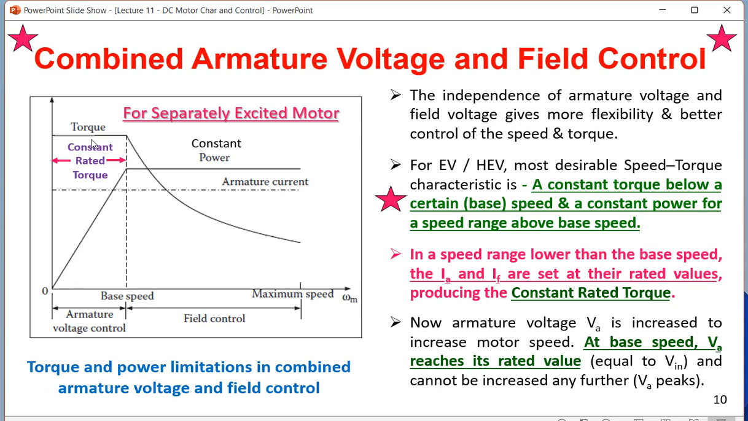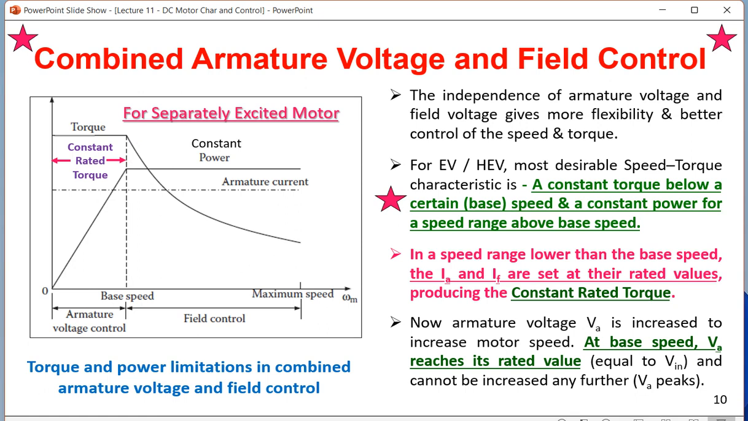That means, where is this extra power coming from? Extra power is coming because the armature voltage VA is increased to increase the motor speed. So between 0 and base speed, VA is continuously increased. At base speed, VA reaches its rated value, that means maximum value. So whenever I find constant torque till the highest base speed, it means we have connected the highest amount of input voltage to the armature.